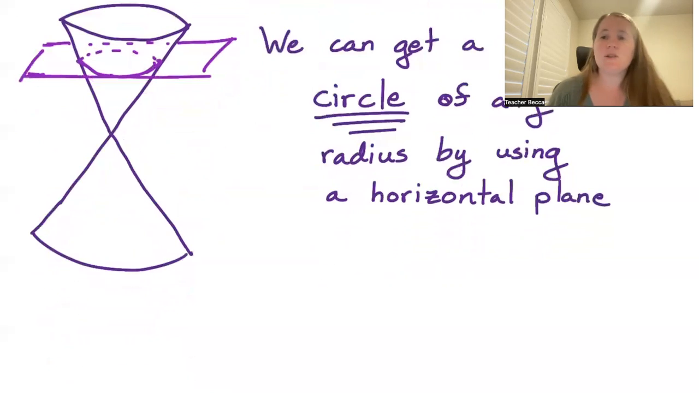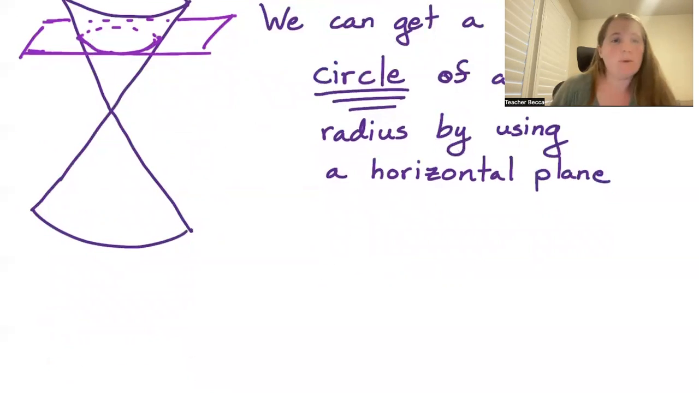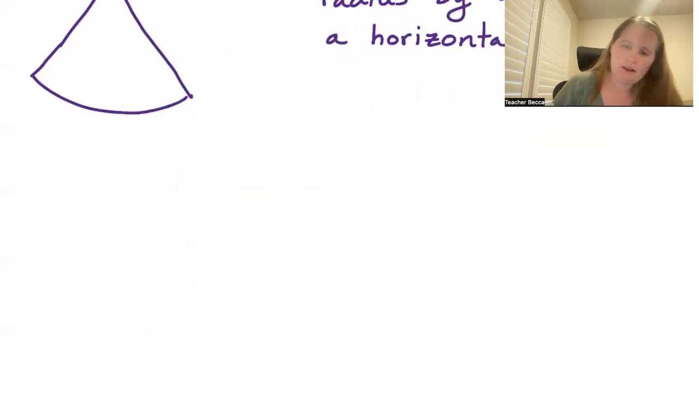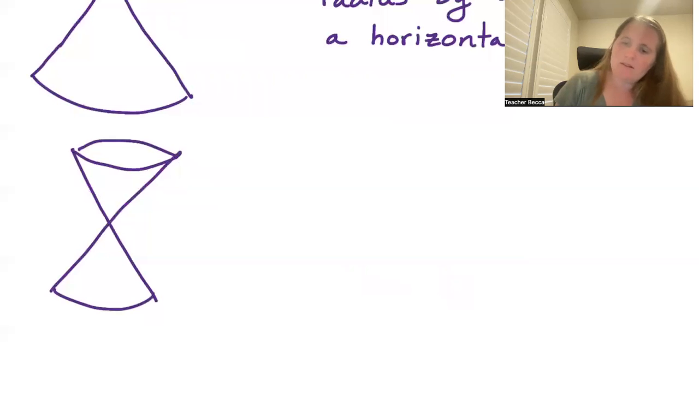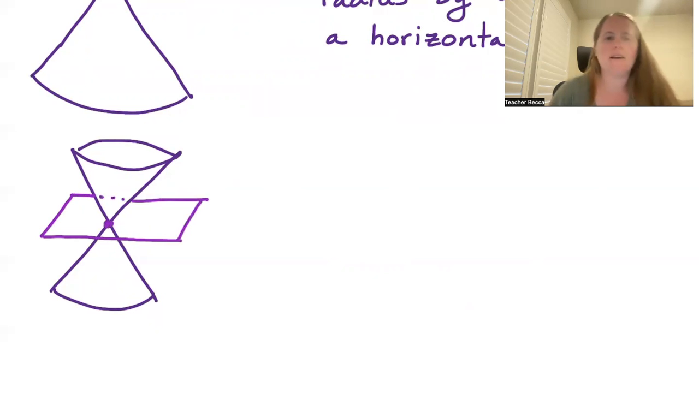If we happen to go straight through that tip of both cones, then we get just a point. So if we happen to take the plane that happens to just intersect directly at that point, we can get a point.